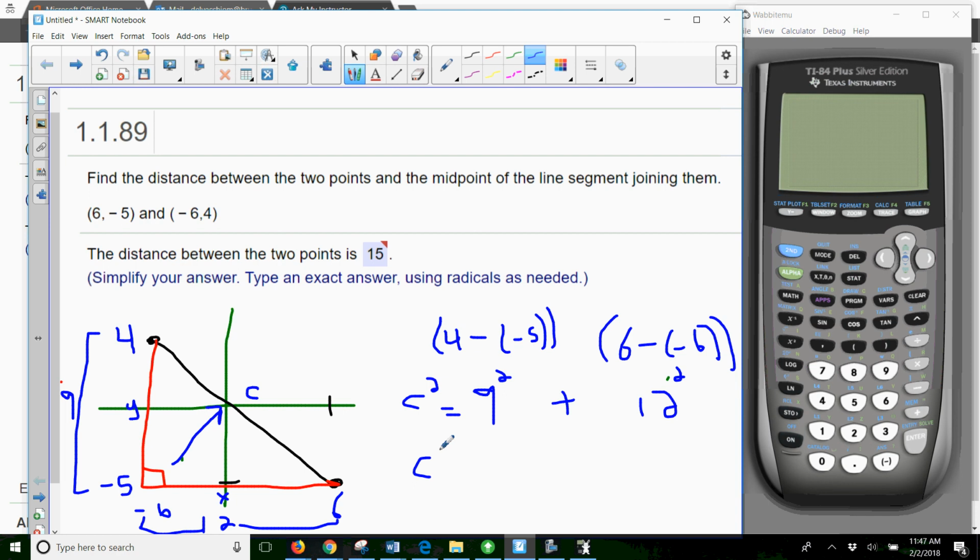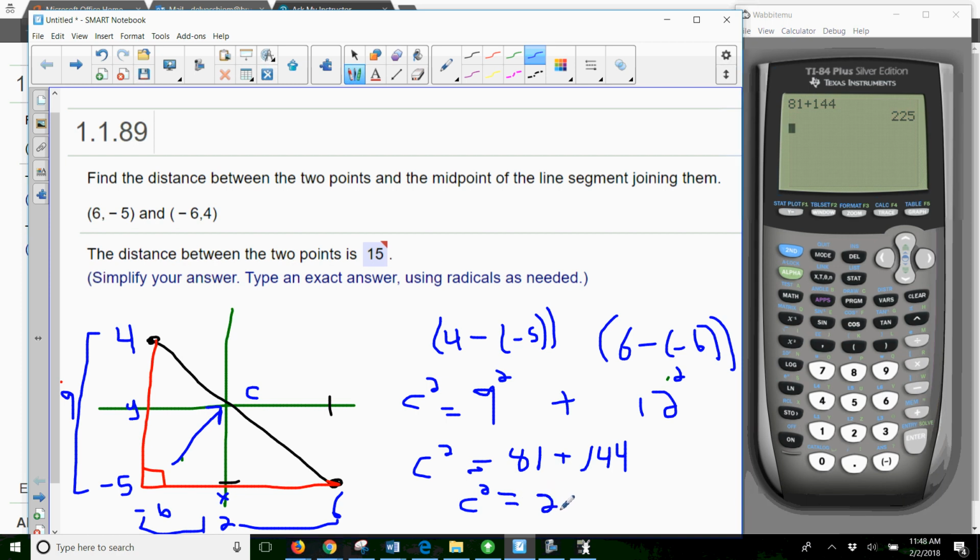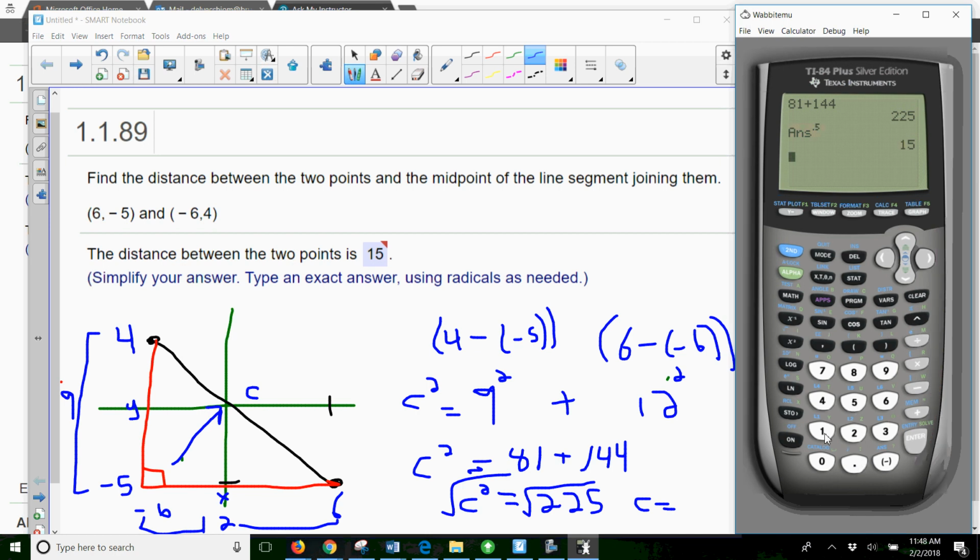So c squared is going to equal the sum of these two things: 81 plus 144. Okay, so we add those together, we get 225. So c squared is going to equal 225. I take the square root of both sides. That gives me that c equals 15. So the distance between the 2 points is 15.